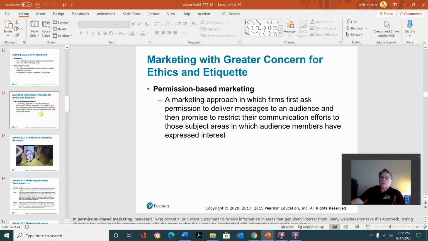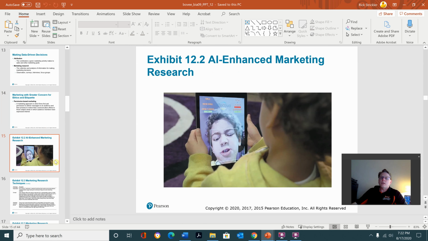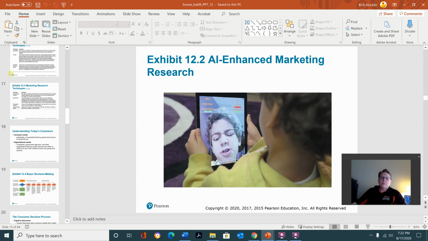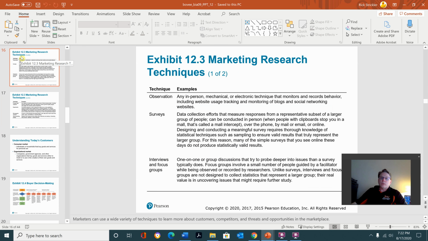Permission-based marketing is a marketing approach in which firms first ask permission to deliver a message to an audience and then promise to restrict the communications afterwards. You find this a lot on the internet if you sign up for their newsletter or things like that. Okay, AI-enhanced marketing research. AI is artificial intelligence. So here's a whole list of observations, surveys, and interviews.